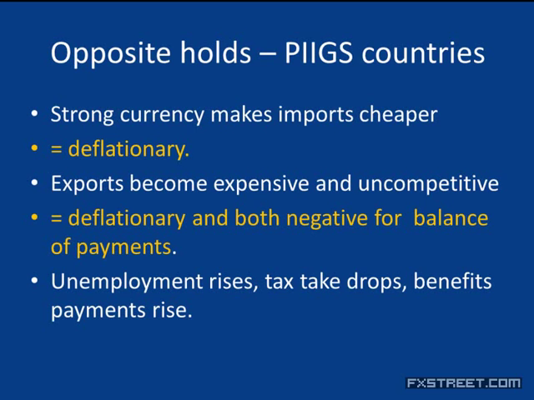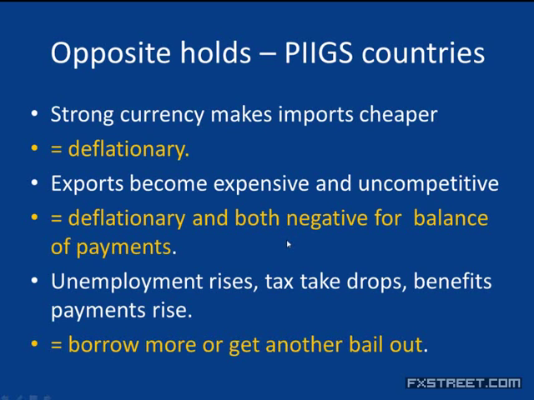And so what do we find? Well, the government's in a bind because they've got less money coming in and more money going out, and the only answer is to borrow more or get another bailout in the short run. In the long run, they've got to do all sorts of difficult things, and those difficult things are going to be making themselves more competitive. They've got to become super efficient.